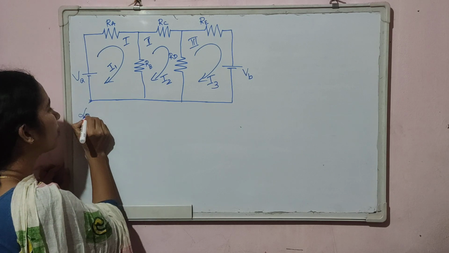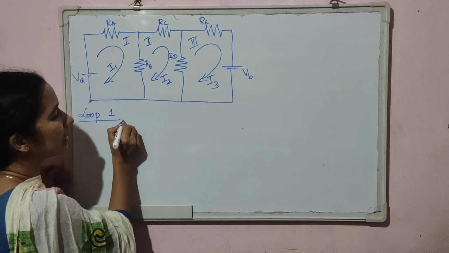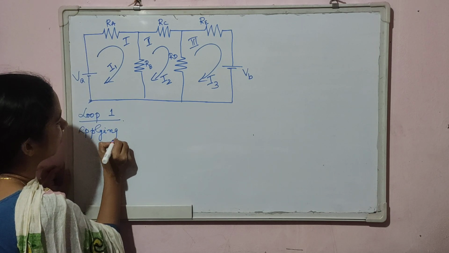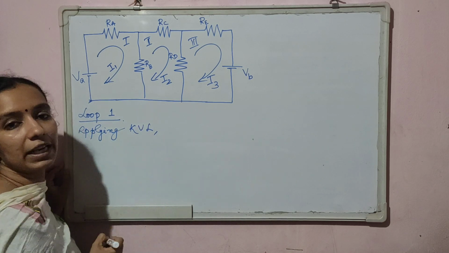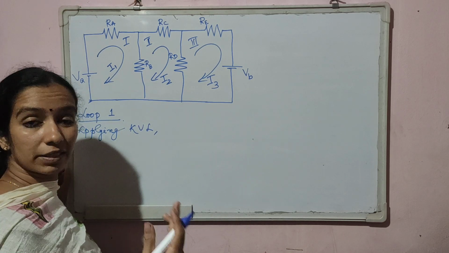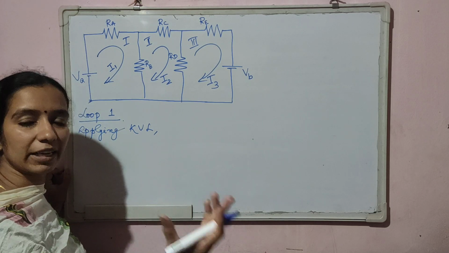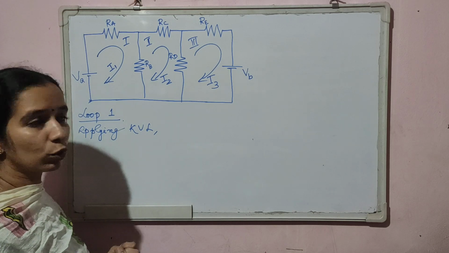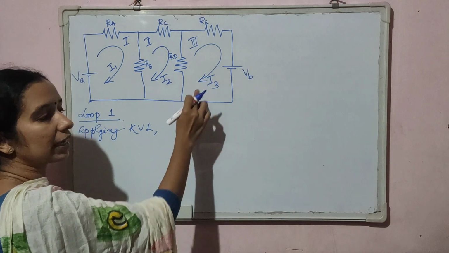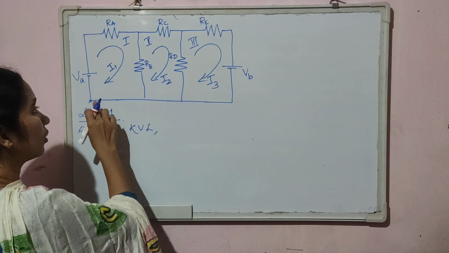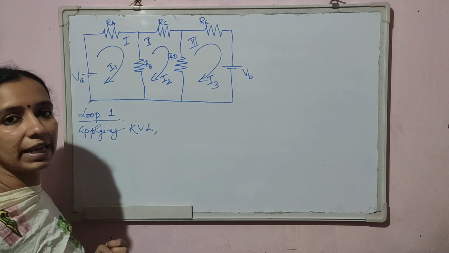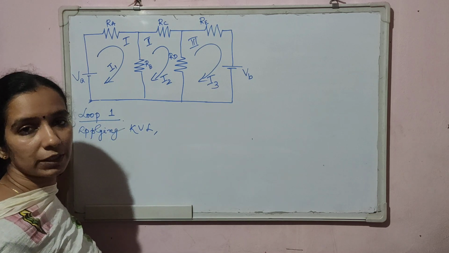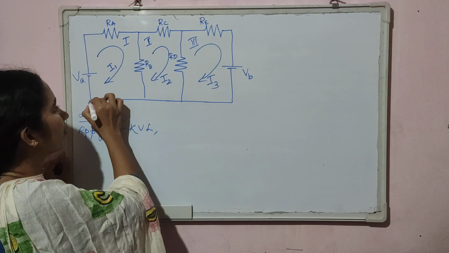Consider loop 1. Give the subheading as loop 1 and apply KVL to loop 1. For applying KVL, start tracing the circuit in any direction, either clockwise or anti-clockwise. What I am always doing is, I will always mark the mesh currents in the clockwise direction, and also I will trace the circuit in the clockwise direction. Let us start from this particular point. We are considering mesh 1 first, loop 1 first, and let us start from this point.